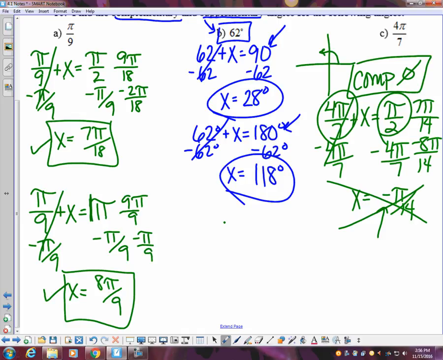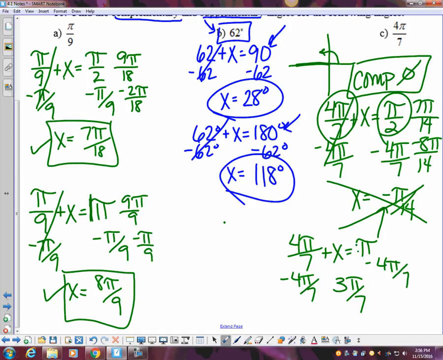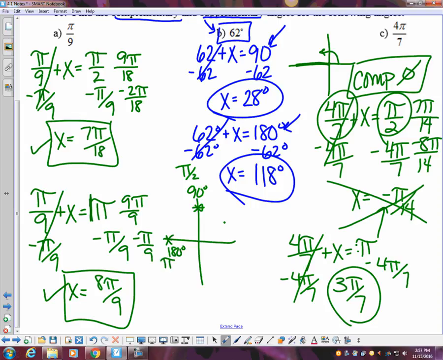Now its supplement will exist, because it's not over here at pi yet. So 4 pi over 7 plus something equals pi. If you think about a piece of a pie, it should be real simple to know that that's 3 pi over 7. If you need to subtract, that'd be 7/7 minus 4/7, which gives me 3/7. So it has a supplement, but it does not have a complement. So for complements, the goal is to get to here: 90 degrees if you're in degrees, pi over 2 if you're in radians. Supplement: 180 degrees if you're in degrees, and pi if you're in radians.